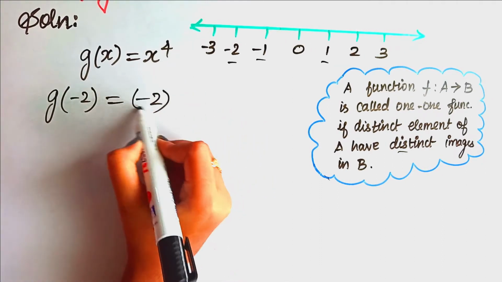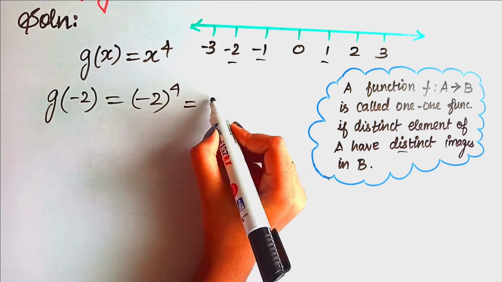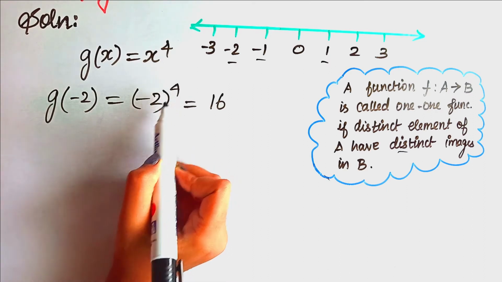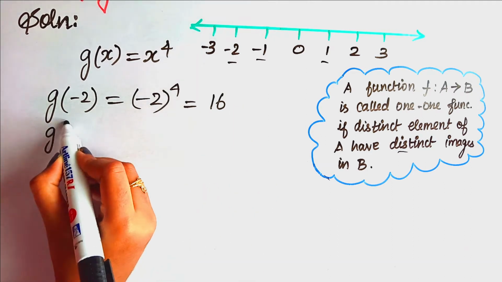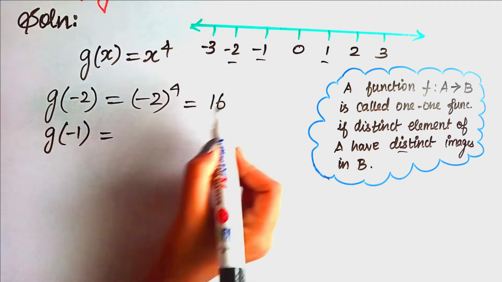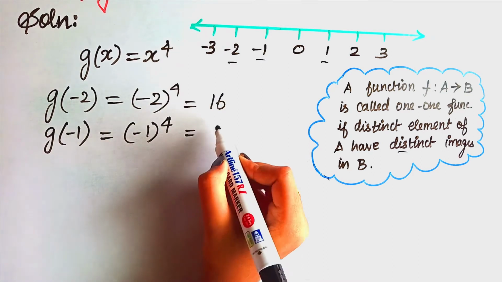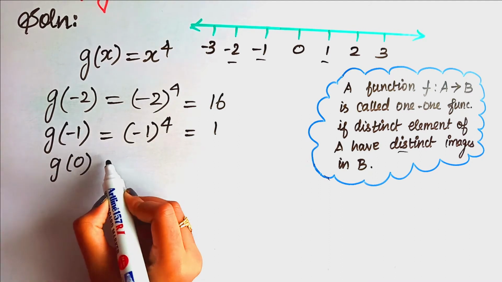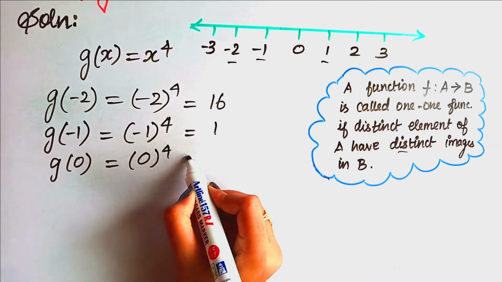So -2 the whole power 4, so that our answer will be 16. Here, if an even number is the power, then the sign will change to plus, correct? And then g of -1, next one I substitute. So you will get -1 power 4, so that our answer will be 1. And then g of 0, our answer will be 0 here, 0 power 4, the answer is 0.